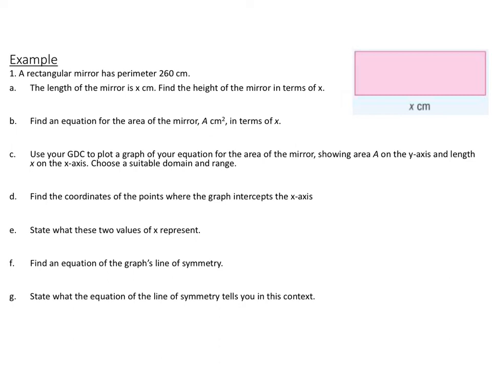So here we have a rectangular mirror that has a perimeter of 260 centimeters. We're deciding that we're going to call the length of this mirror x. So for part A, we want to find the height of the mirror in terms of x. And then once you've done that, for part B, we want to find an equation for the area of the mirror in terms of x. So go ahead and pause the video and do parts A and B.